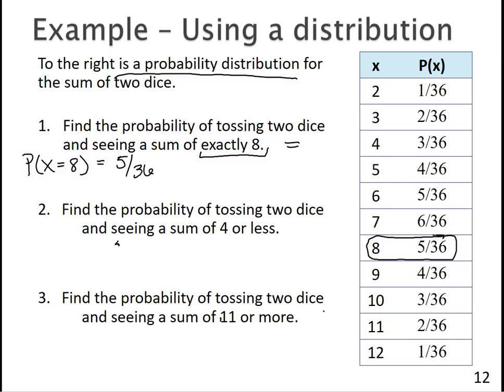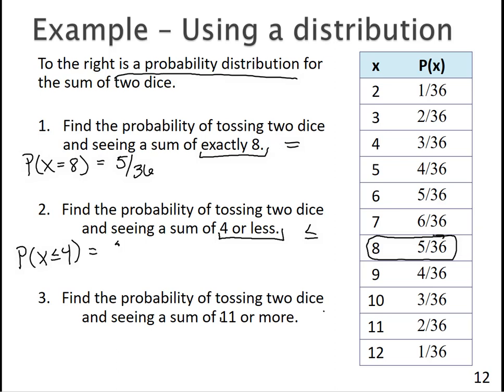Number 2 says I want to find the probability of tossing 2 dice and seeing a sum of 4 or less. So again, I'm going to look at that wording, 4 or less, and talk about what exactly that means. The first thing, am I including 4? Yes. 4 or less means I want 4 and any values that are less than 4. So what this relates to is less than or equal to. What I'm finding is the probability that x is less than or equal to 4, and that's how I'm going to write it: P of x less than or equal to 4.